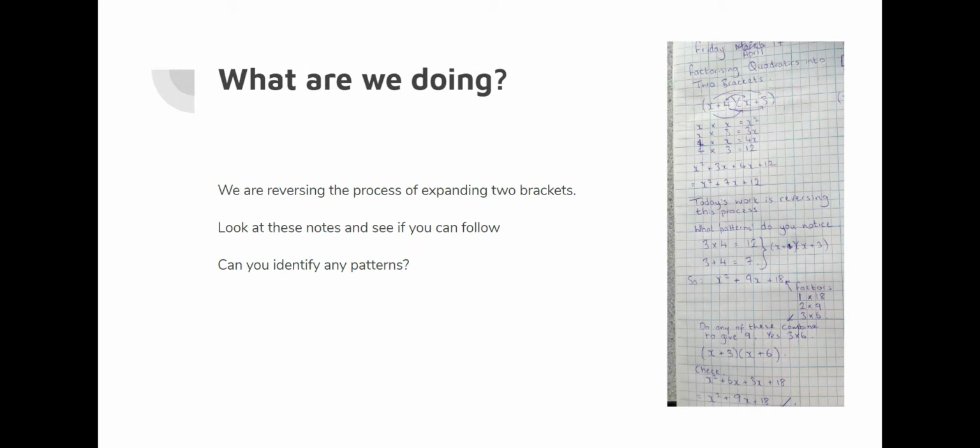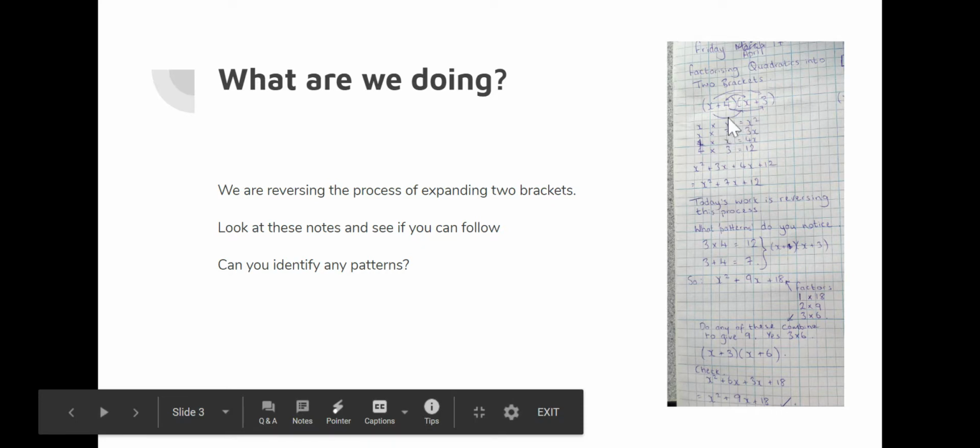Okay, so what are the learning outcomes today? The learning outcomes are quite simply to be confident to factorize a quadratic into two brackets. And what is a quadratic? A quadratic is the equation of a curve. Okay, so what are we doing? We are reversing the process of expanding two brackets. Look at these notes and see if you can follow. I'll upload these slides as well.